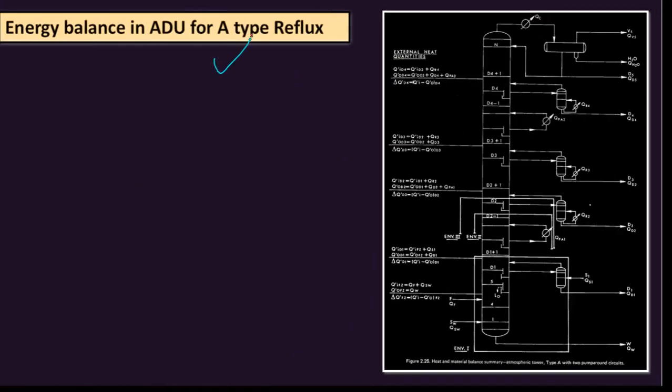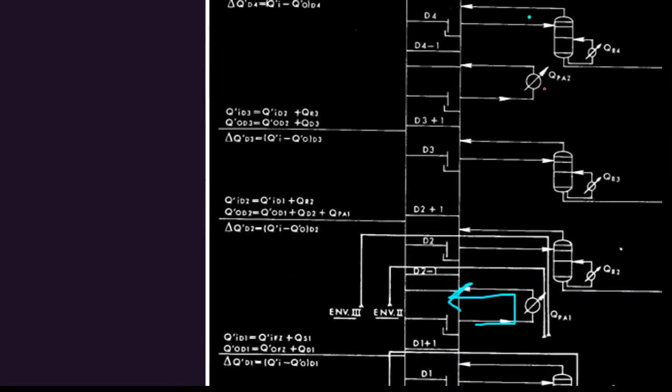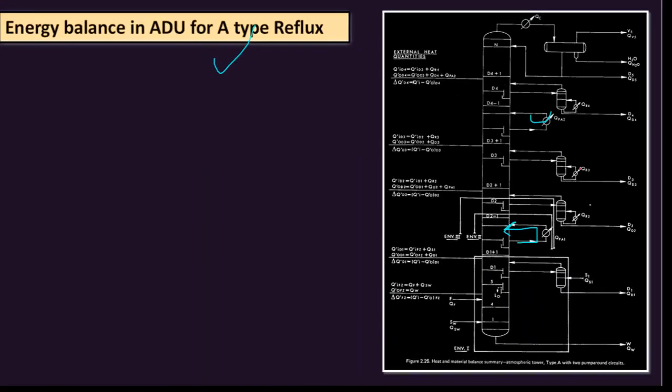Similarly, this is for the A type refluxes. What is the difference? In this diagram you see that these are the refluxes, so you have to incorporate all the heat associated with the refluxes, because you are taking out the heat. So these terms, the heat associated with the refluxes, come for the leaving streams, not for the streams going inside. So it will be in the heat out. Similarly, this one is also a reflux, so that is for the heat out.